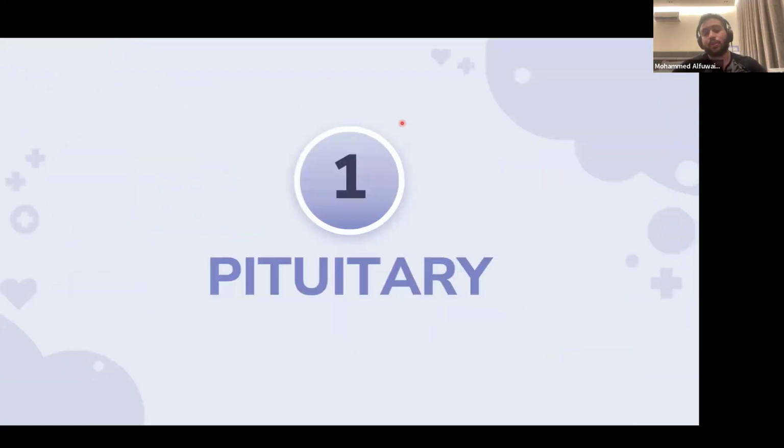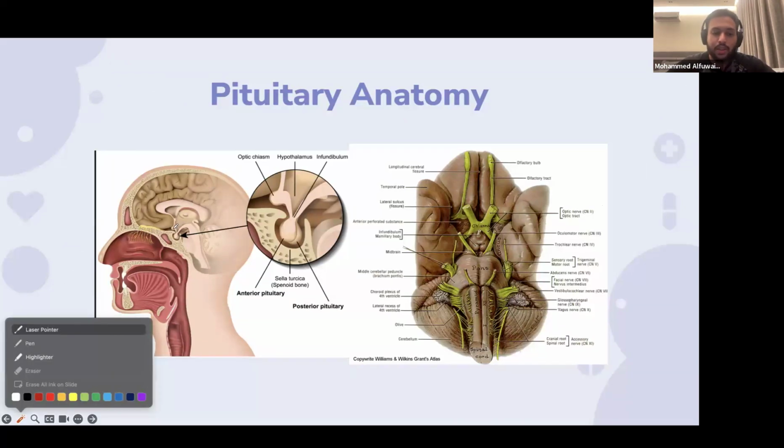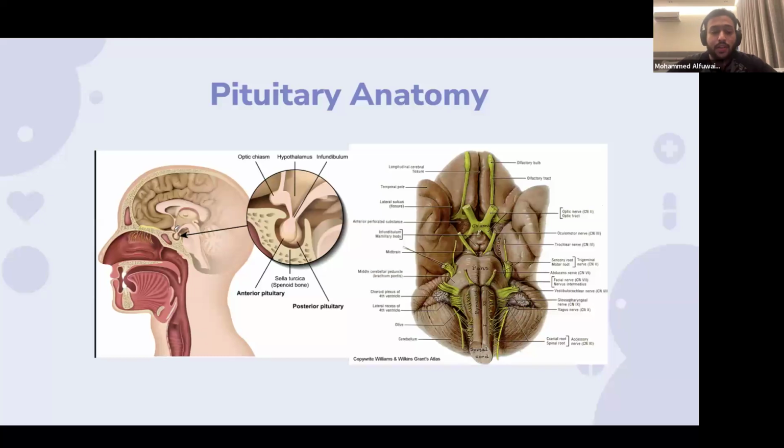So the first thing we're going to talk about is the pituitary gland. Just a brief introduction to the anatomy, physiology, histology, and so on. The pituitary gland is a small gland sitting on the base of the skull, on a depression called the sella turcica. It has two main lobes: the anterior pituitary, which is the majority of it, and the very small posterior pituitary. There is an intermediate part, but it's not important.